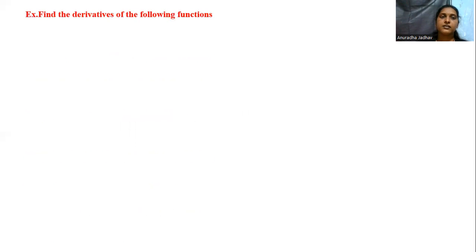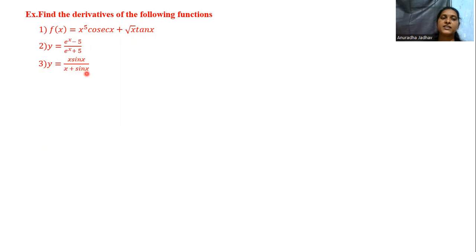Then we see examples on product and division. First one is the function f of x is equal to x raised to 5 into cosec x plus root x into tan x. Firstly, write down the given function as it is. Second, the function is y is equal to e raised to x minus 5 upon e raised to x plus 5. Then third is y is equal to x into sin x upon x plus sin x.